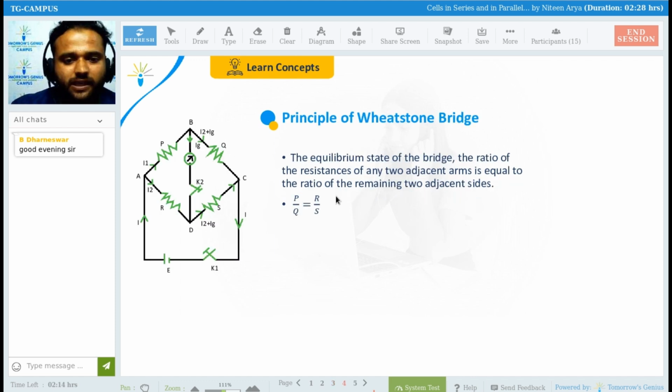Okay. For example, if we have this ratio PQ, whenever this particular condition is going to be fulfilled, for this condition, let me write it down.